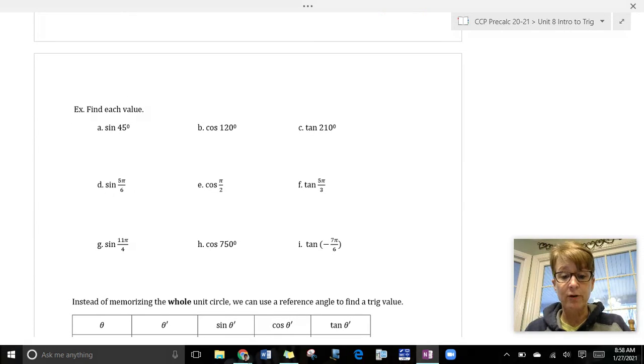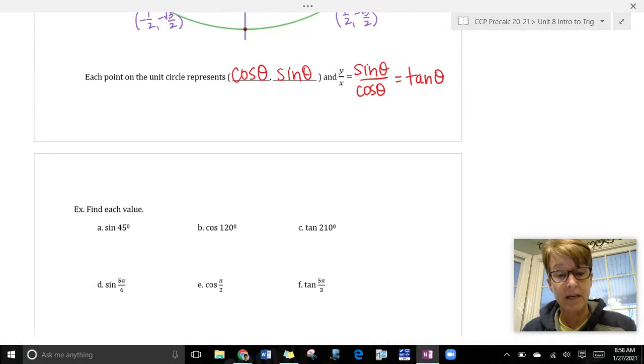So if I'm asking you for a sine or a cos or a tan, for now, we can look at our unit circles, find those values, and fill them in our notes. I'm going to go through some of these now, but then we'll do some in class together. So sine of 45. If I'm looking for the sine of 45 degrees, that means I want the y value at a 45-degree angle.